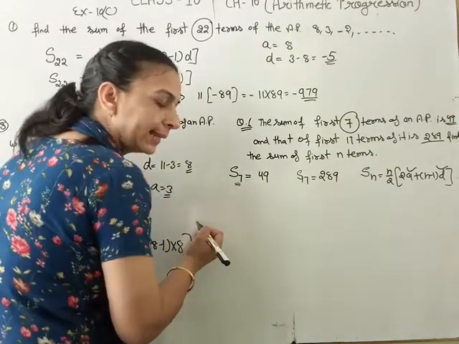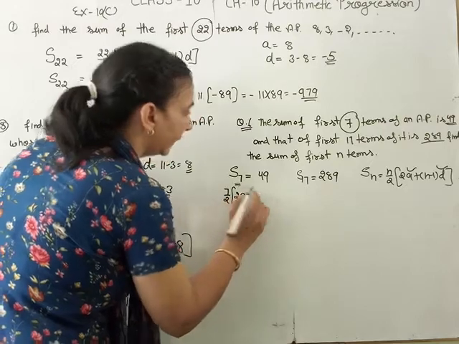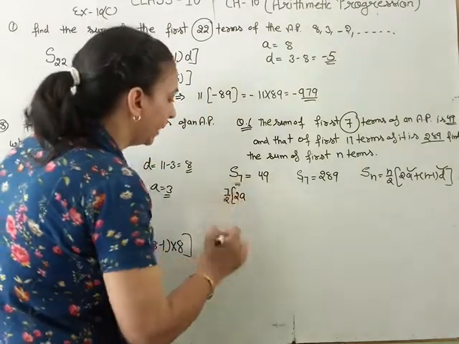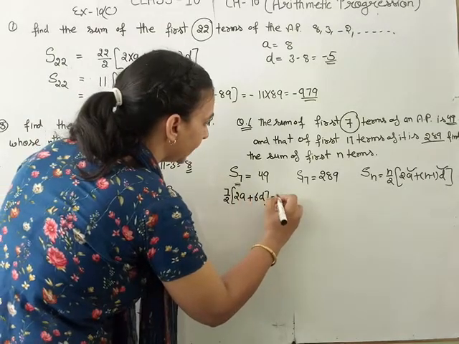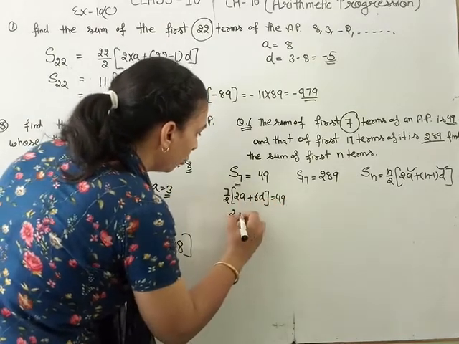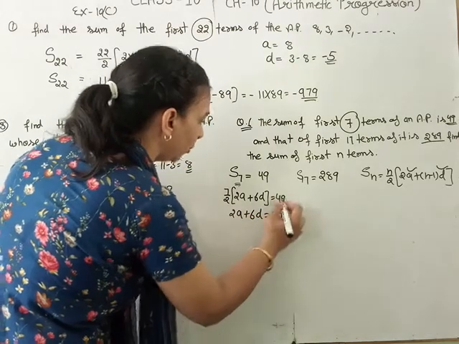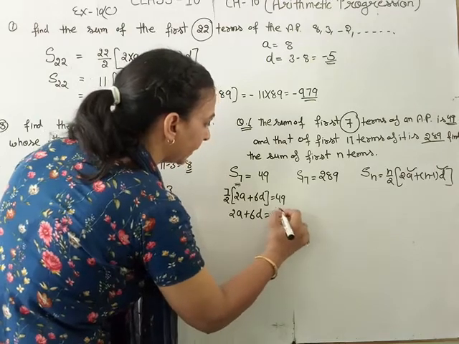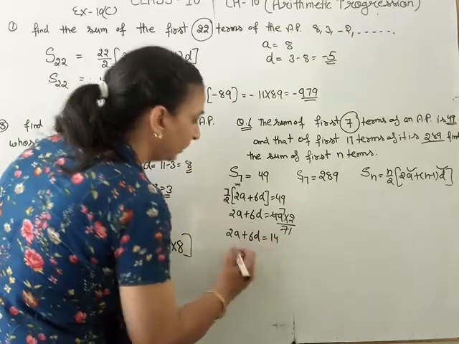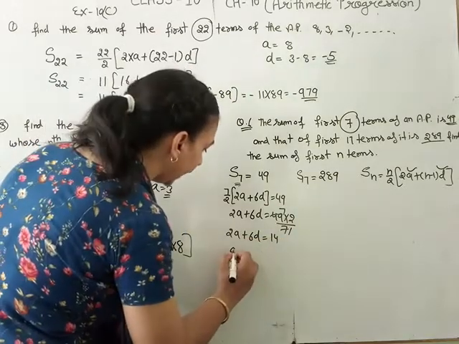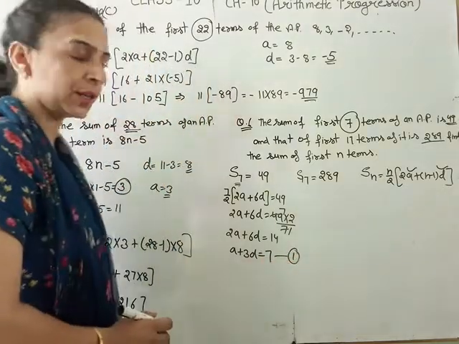What is S7? S7 means 7 by 2 into 2 into a. Let a be the first term and d the common difference. 2a plus 7 minus 1, that is 6, into d, and this equals 49. So 2a plus 6d equals 49 multiplied by 2 and divided by 7, which is 14. Cancel out 2 throughout, then a plus 3d equals 7. This is equation number first.